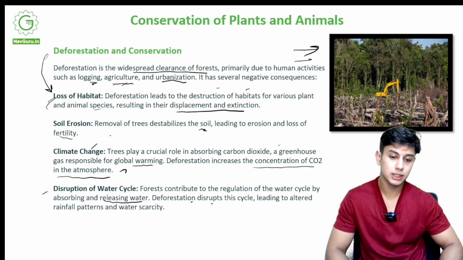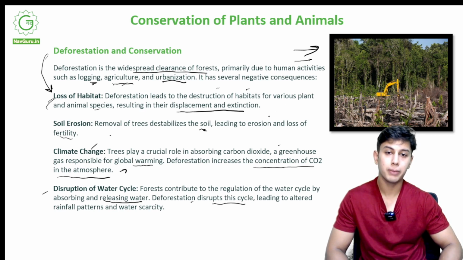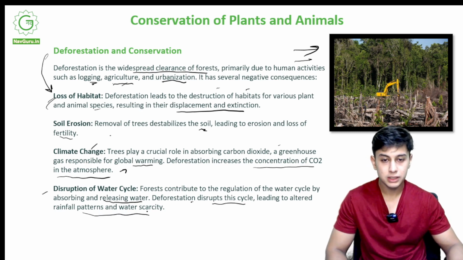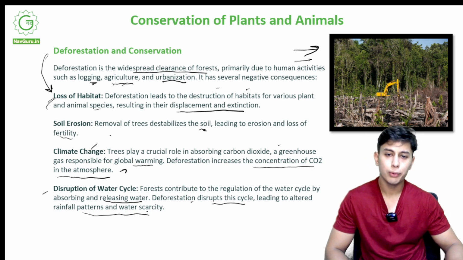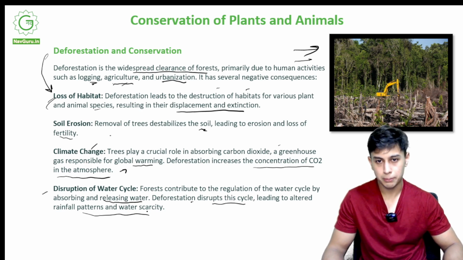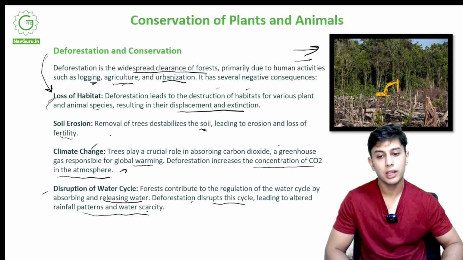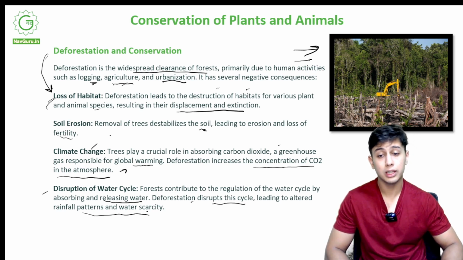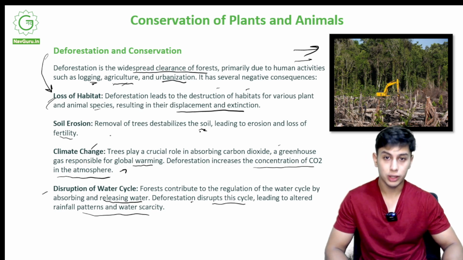Deforestation disrupts this cycle. Disrupts means it will stop this cycle. It will provide a barrier to this cycle, leading to altered rainfall patterns and water scarcity. So what happens is, if rainfall is not proper, it will be a lot over some place and very less over some place. So we do not want that. We want rainfall the way that it always used to happen. We don't want some state having a lot of rainfall and some state having very less rainfall, which will result in droughts and floods. That is not good for us humans.